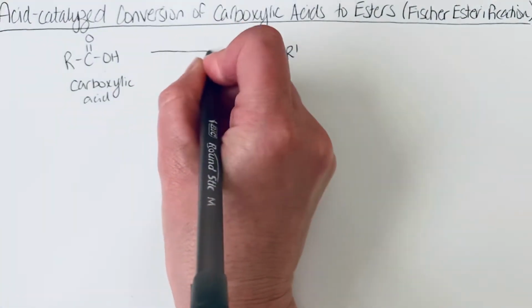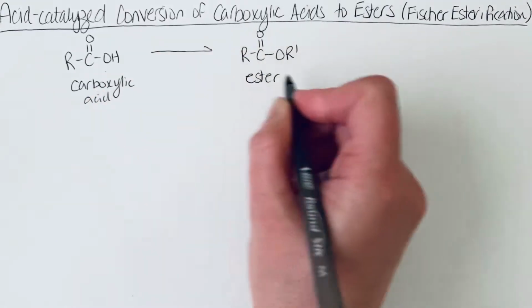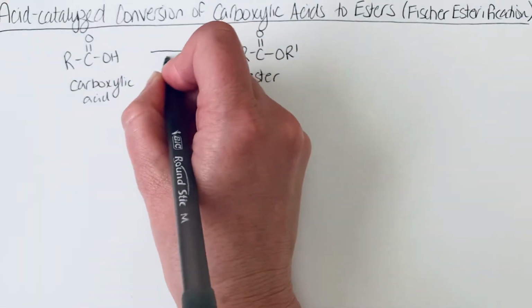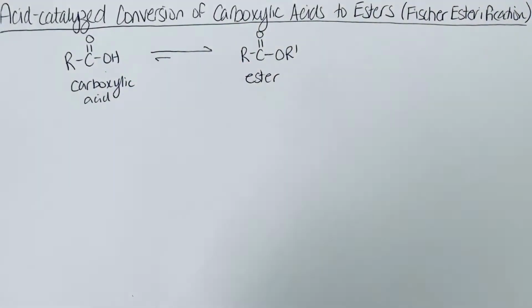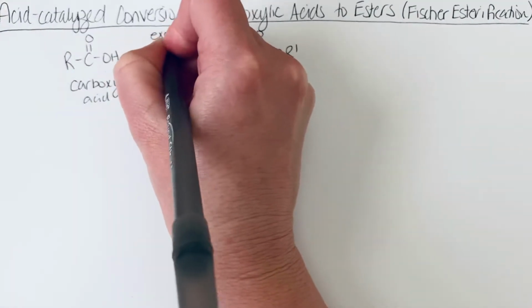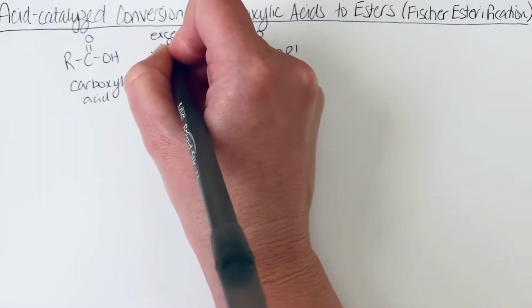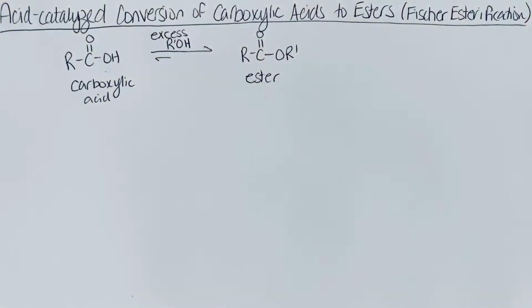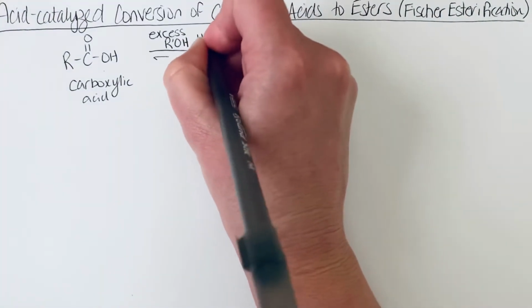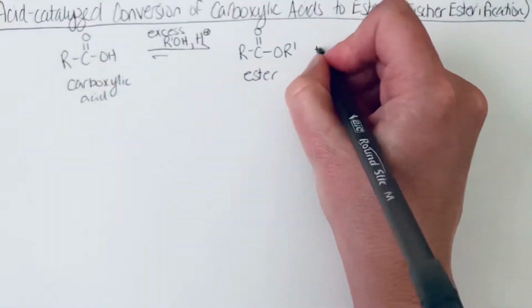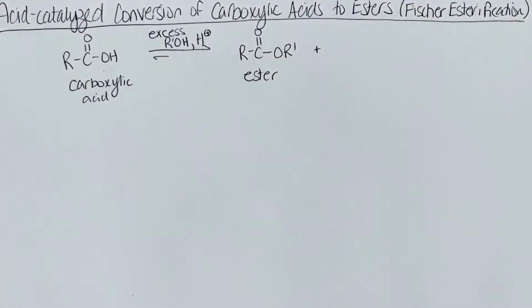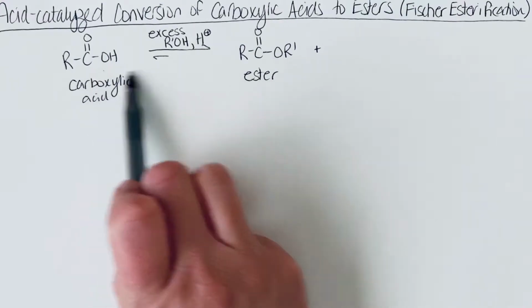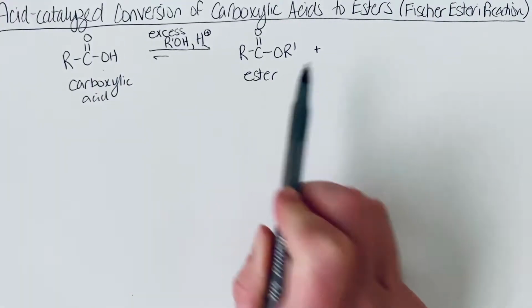And so it is going to be an equilibrium because these two leaving groups are about of the same ability. But the way that we can drive this forward is by using an excess of the alcohol. So typically we will use that alcohol as a solvent. We need an acid catalyst as well. And so having an excess of that alcohol will help to push the equilibrium towards products.